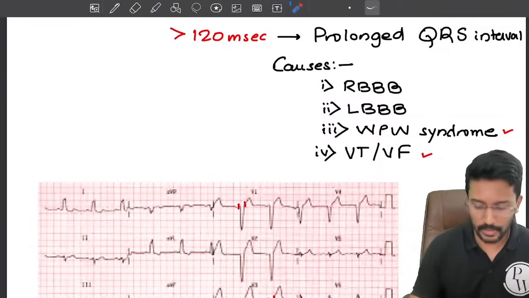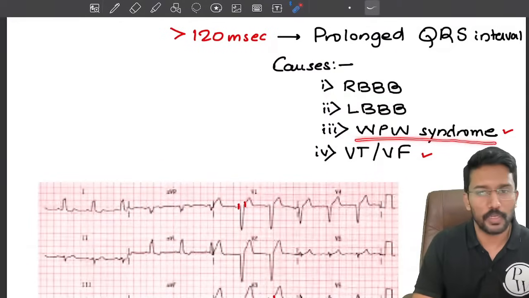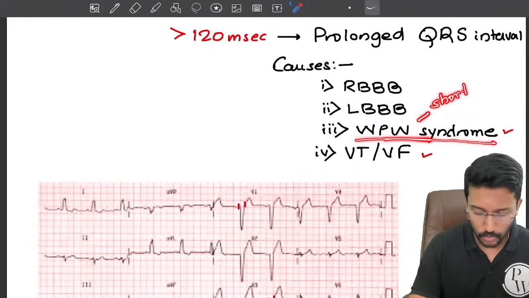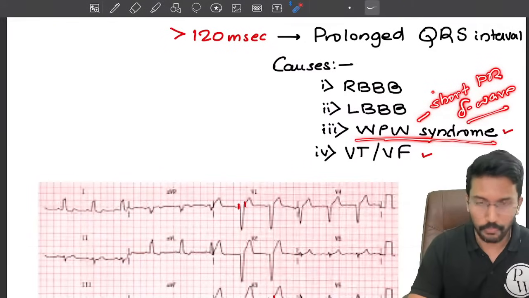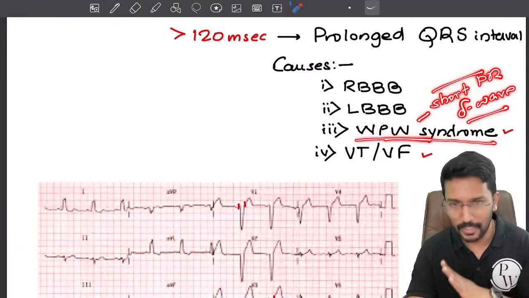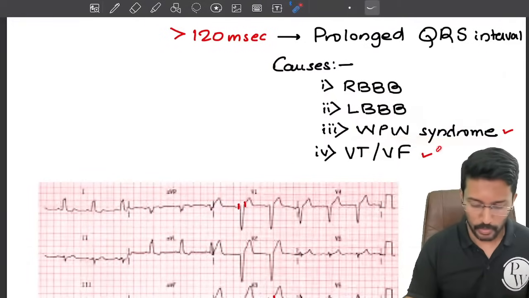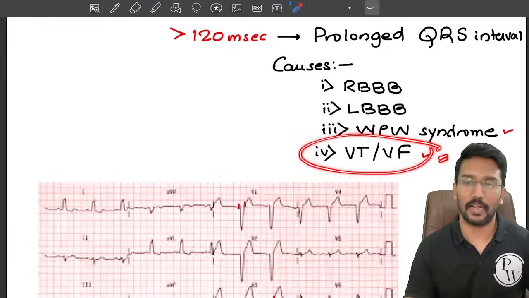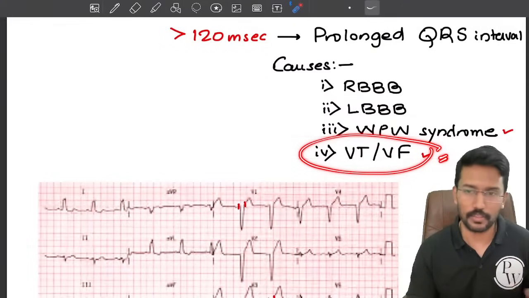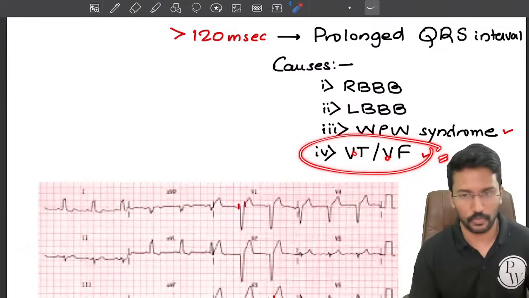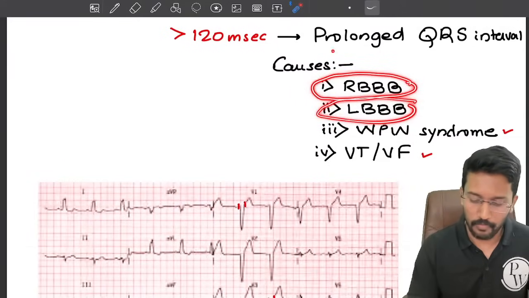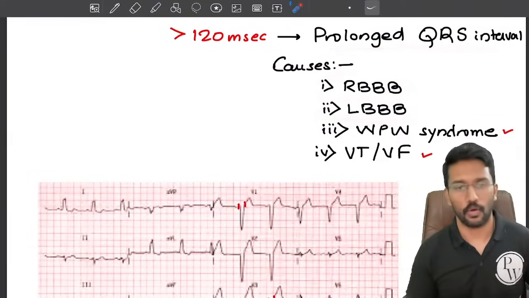Okay. Now is it difficult for us to recognize WPW syndrome? No, because in WPW syndrome, in addition to prolonged QRS, there will be short PR interval and there will be a delta wave. So if you see that, you know it is a case of WPW syndrome, right? Then is it going to be difficult for us to recognize VT, VF? No, in VT and VF there will be tachycardia. So if a patient's ECG does not show tachycardia, don't think of VT, VF. So we have to mainly learn how to differentiate between RBBB and LBBB if your QRS duration is prolonged.